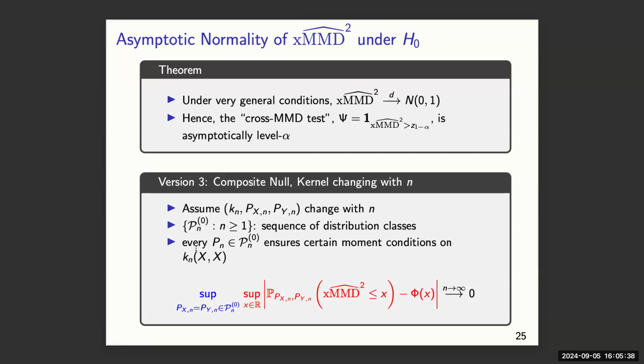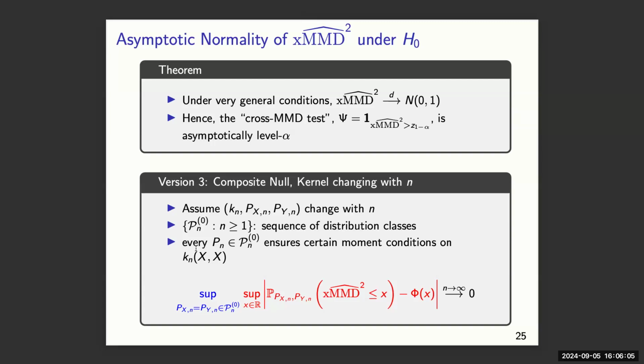So the red term is nothing but the Kolmogorov-Smirnov distance between the standard normal CDF and the CDF of the statistic with n observations. The red term, uniformly over all distributions in this distribution class Pn0, converges to 0. So it's a very general scenario and a very robust convergence in distribution to normal 0, 1.